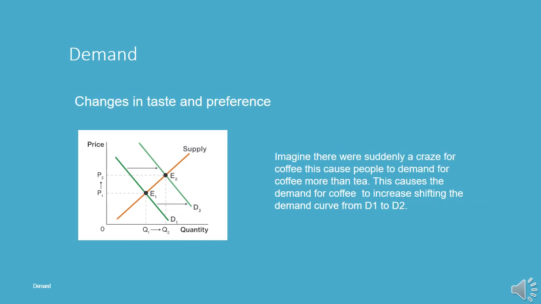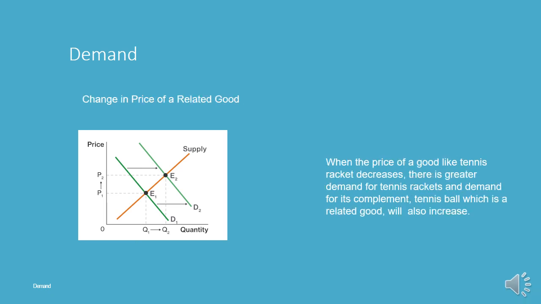Imagine there was suddenly a craze for coffee. This caused people to demand coffee more than tea. This causes the demand for coffee to increase, shifting the demand curve from D1 to D2. When the price of a good like a tennis racket decreases, there is greater demand for tennis rackets, and demand for its complement, tennis balls, which is a related good, will also increase.